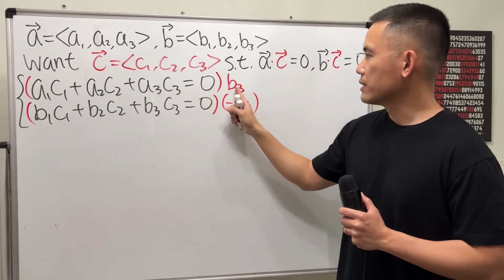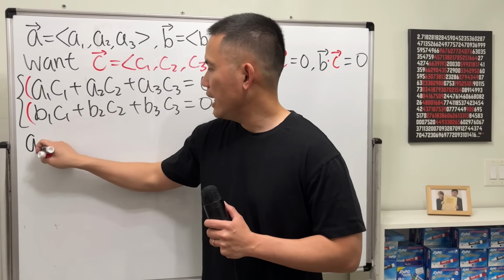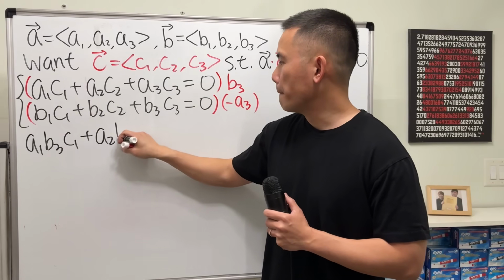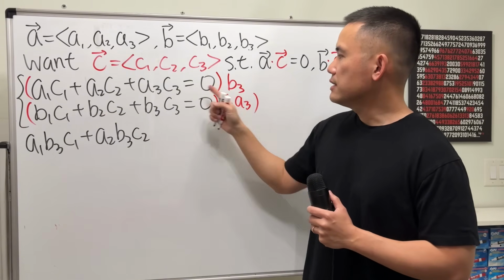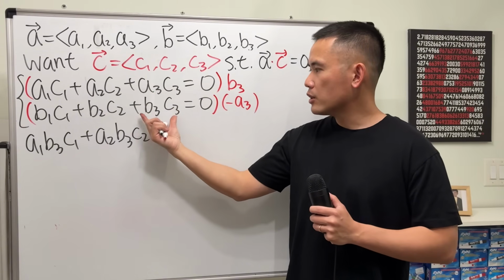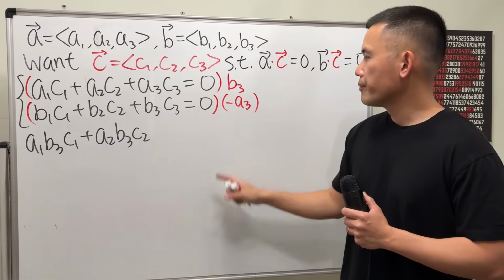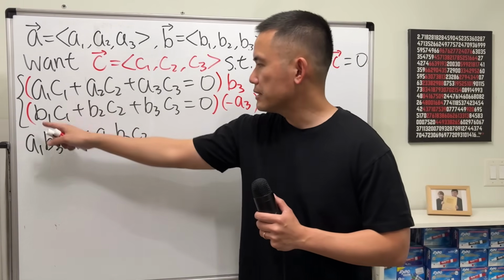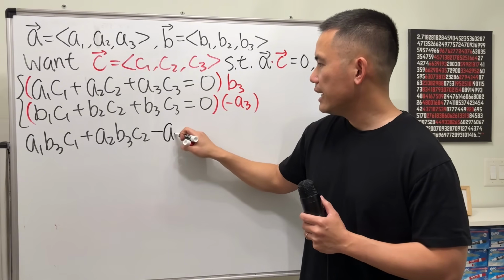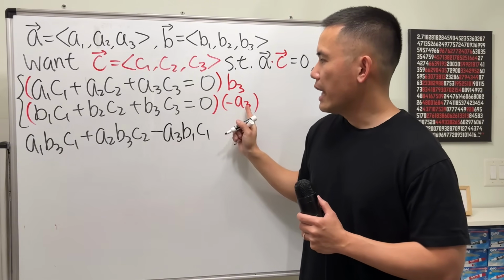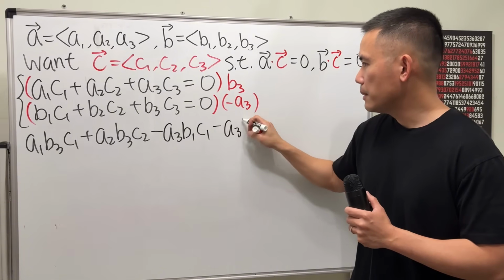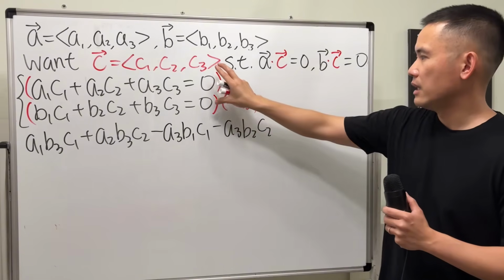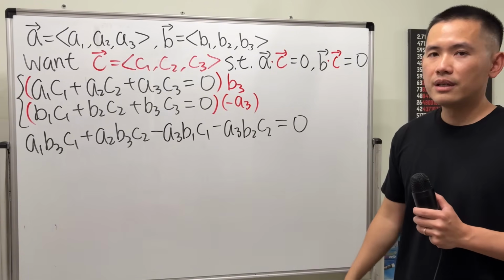So let's go ahead and work that out. This times this, we get A1 B3 C1 plus this times that, A2 B3 C2. This times this, it's going to be cancelled with this later on, so I'm not going to write it down. I will continue though, because I'm going to add the equations. So it will be this times that, which is a minus A3 B1 C1, and then minus A3 B2 C2. This and that will cancel, gone, and then the right hand side will still be 0.